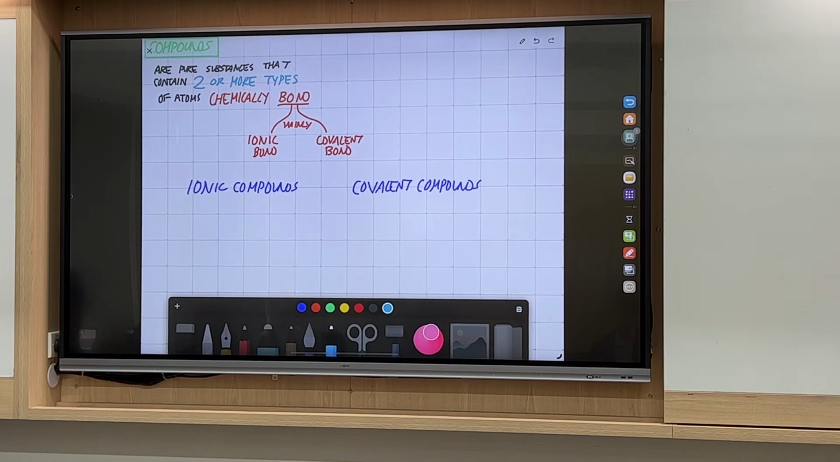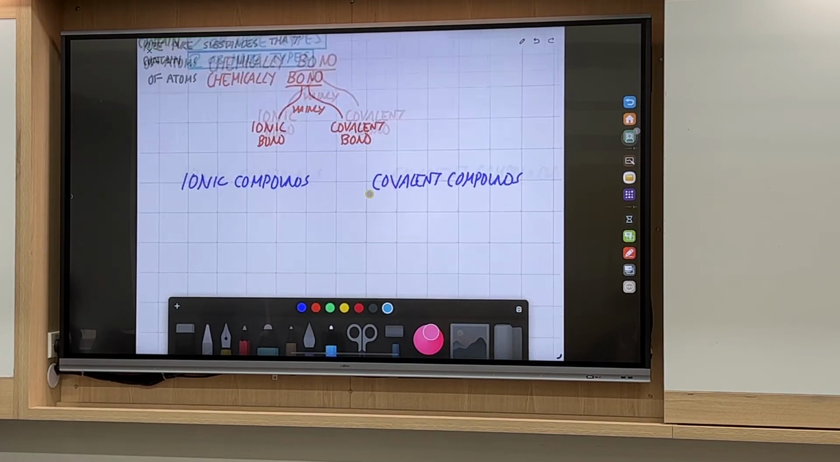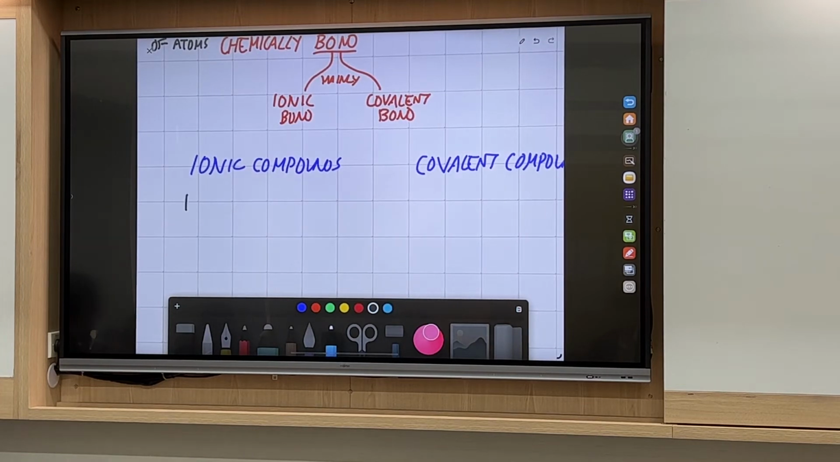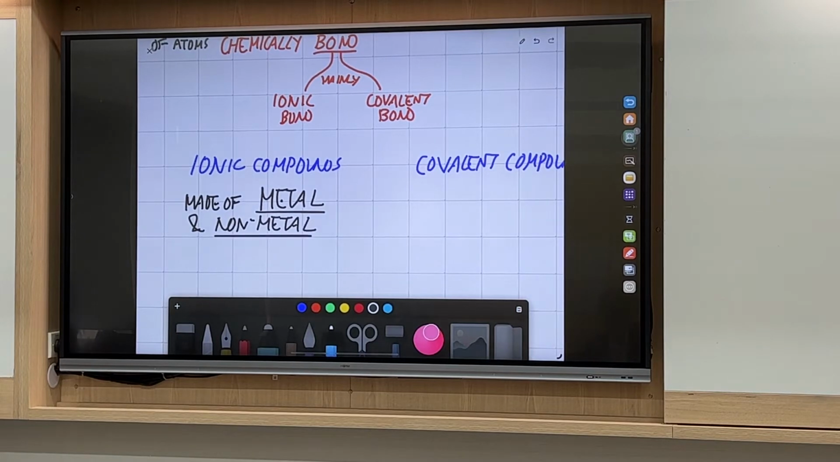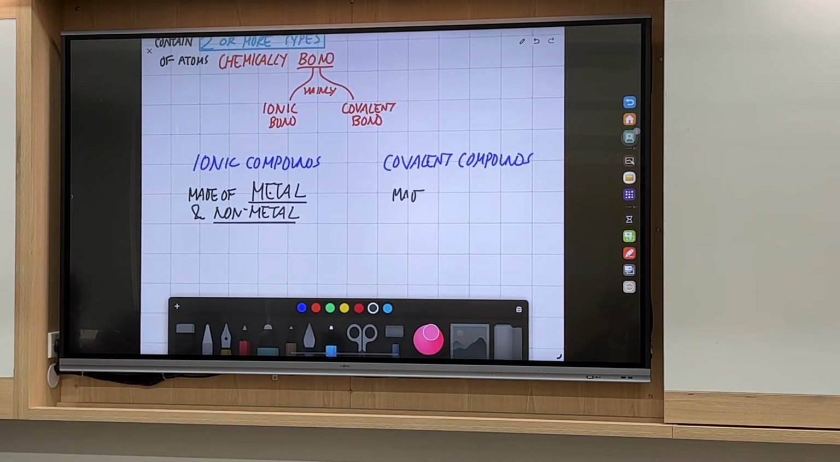You see I wrote two or more types of atoms, but I didn't specify what type of atoms they are. Are they metals? Are they non-metals? Are there any requirements as to which type of atoms has to bond in ionic and covalent bond? Yes. For ionic compounds, they are made of metal and non-metal. So this is what you need to fill in the blank: metal and non-metal. Whereas covalent compounds are made of non-metal only.